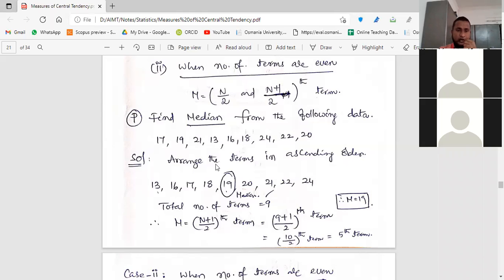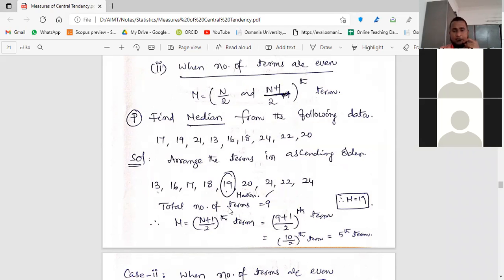So first we have to arrange the items or the observations given in the problem in ascending or descending order. I have arranged in ascending order. You can even arrange in descending order also, not a problem. When you arrange these terms in ascending order, we are starting from low value to high value: 13, 16, 17, 18, 19, 20, 21, 22, 24. This is the ascending order.